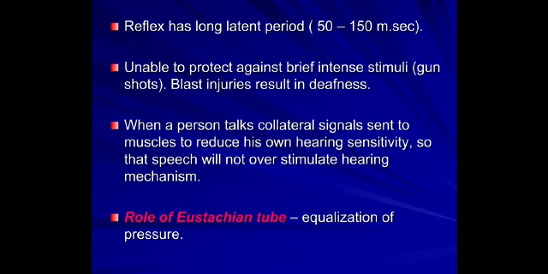When a person talks, collateral signals sent to the muscle reduce his own sensitivity. So this is by dampening the low frequency, and this is called masking, so that speech will not overstimulate the hearing mechanism. The fourth is equalization of pressure by the eustachian tube, that is the pharyngotympanic tube.